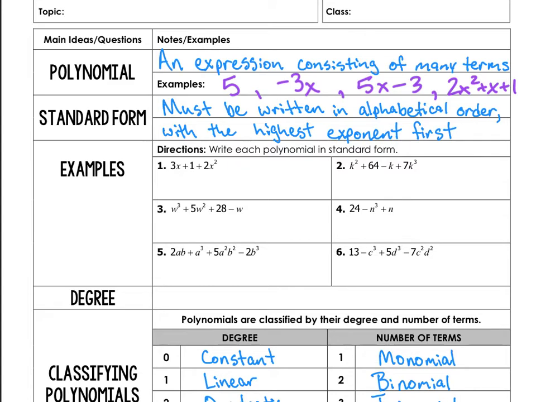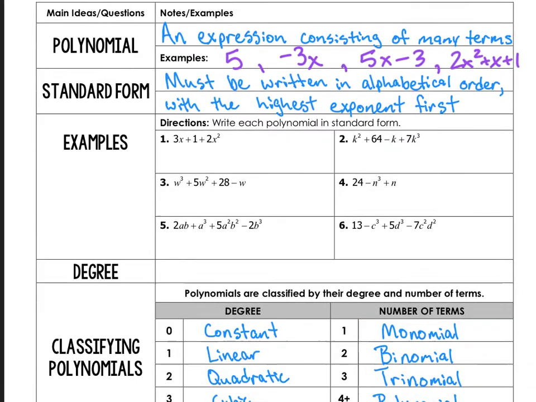So this is where the part of standard form is, where we must write the polynomial in alphabetical order with the highest exponent first. Now, this is some classification stuff, and it's actually very simple. Watch this. For most of these examples, we're just going to go ahead and do the odd problems. We'll leave the even problems for you as a challenge if you feel up for it. Highly encourage you to try them out, though.